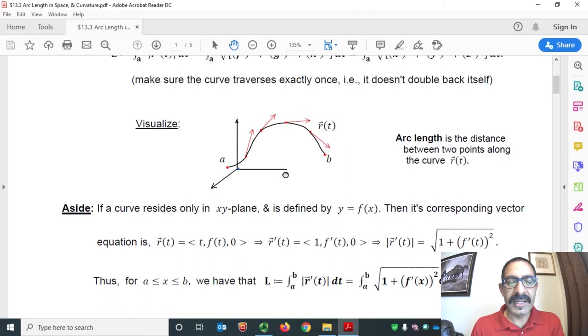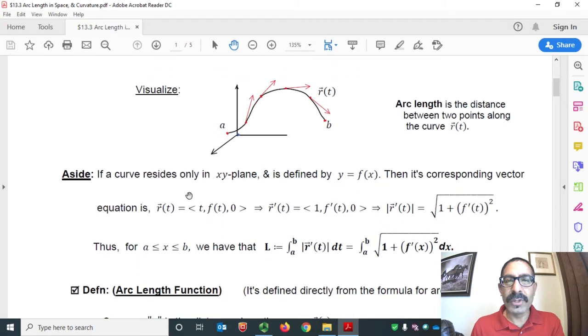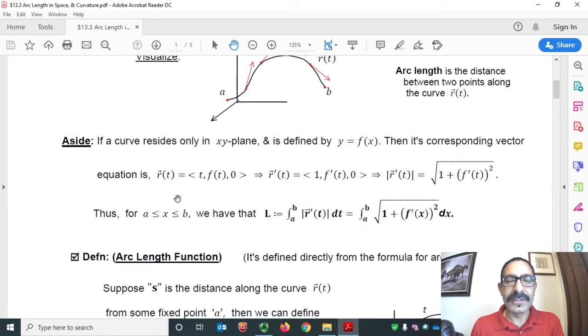Next, quick aside: if a curve resides only in the xy plane and is defined by y equals f(x), then its corresponding vector equation is r(t) equals the vector whose components are t, where x equals t, then y equals f(t), and z equals 0. In this case, the arc length between x equals a and b turns out to be L equals the definite integral from a to b of the square root of 1 plus f'(x) squared dx.